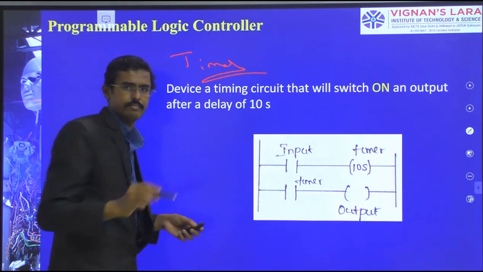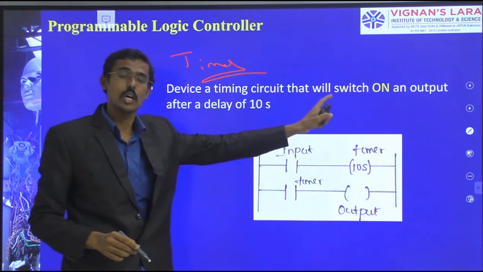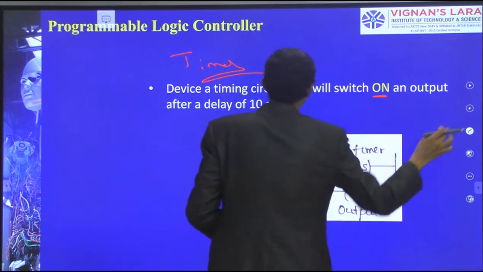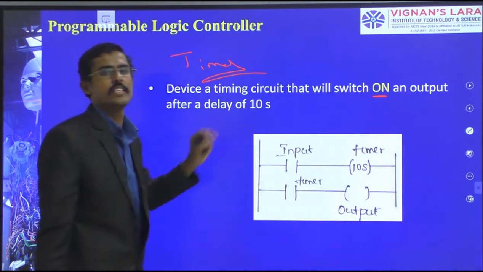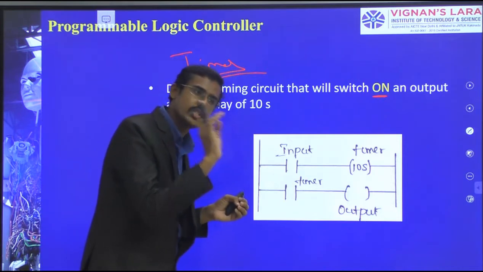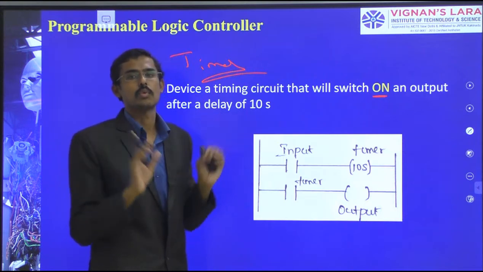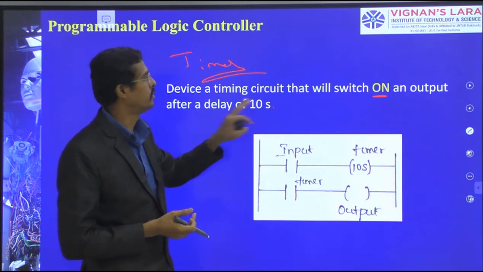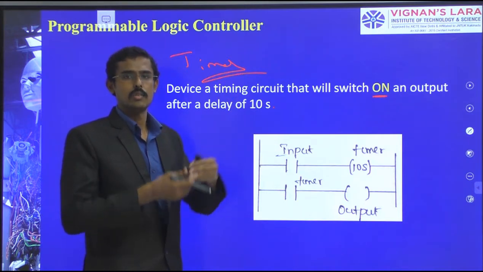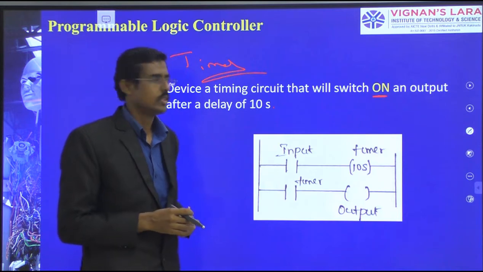Timers you can add. You see, a device, a timing circuit that will switch on an input after a delay of 10 seconds. A simple one. When I am switching on, it should come on after 10 seconds only. When I am switching on, the bulb should not blink immediately. It should take a while, 10 seconds, and then it should come on, like a remote.